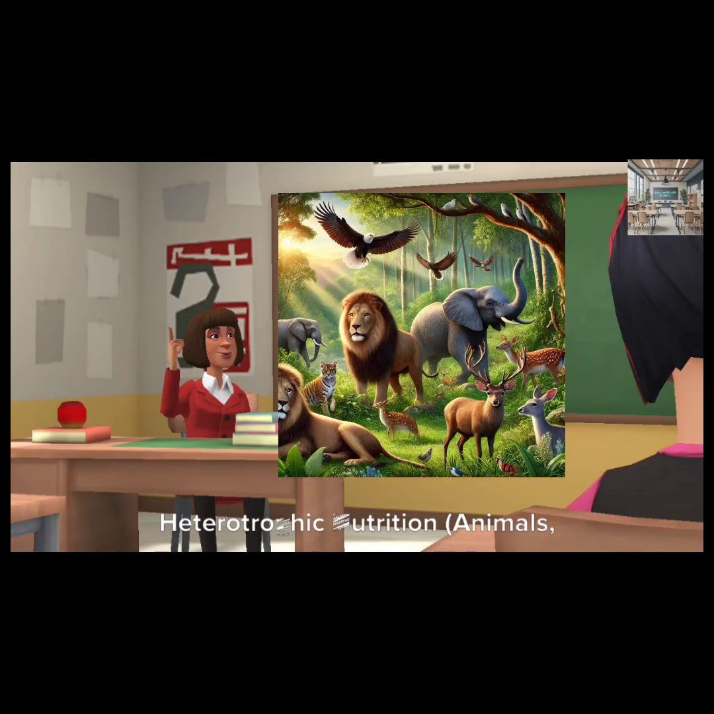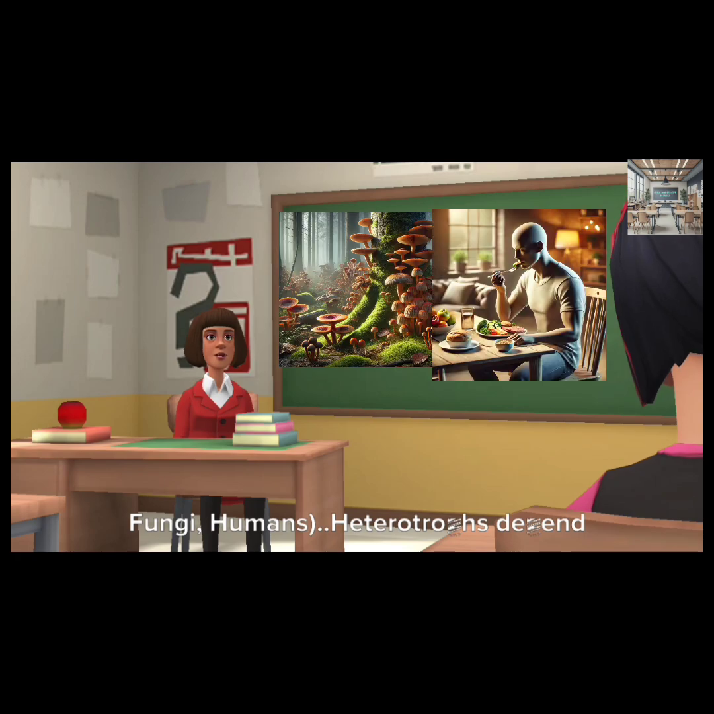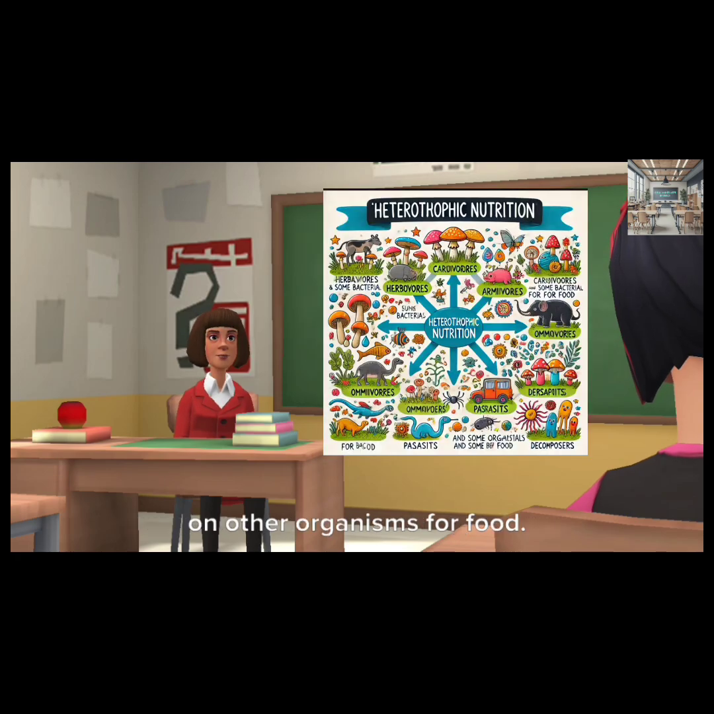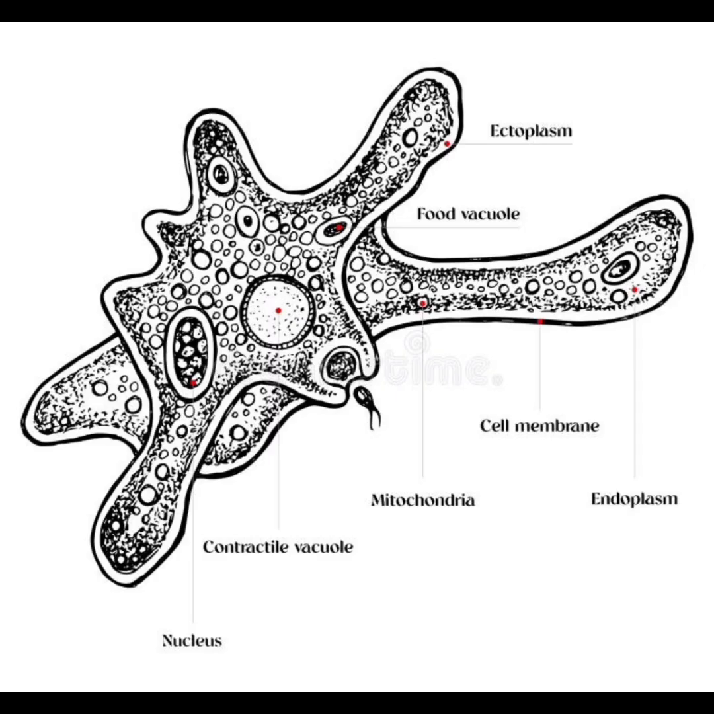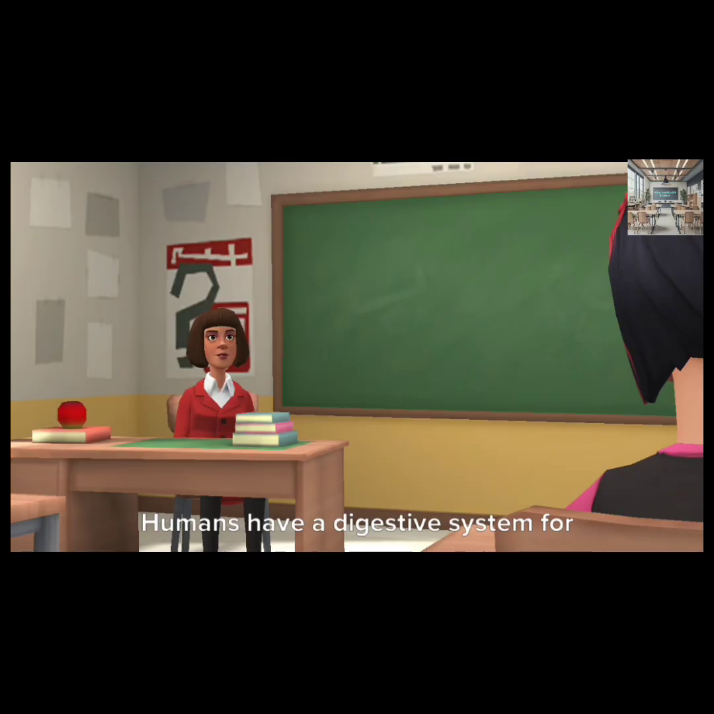Heterotrophic nutrition: animals, fungi, humans. Heterotrophs depend on other organisms for food. There are three types. 1. Holozoic nutrition: humans, amoeba, organisms consume solid food. Amoeba uses pseudopodia, false feet, to engulf food. Humans have a digestive system for breaking down food.